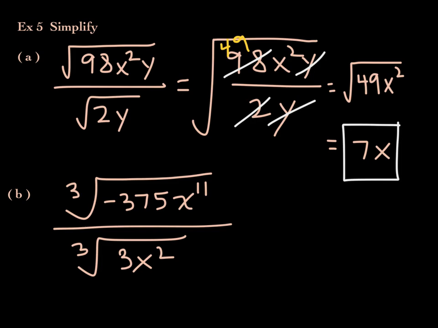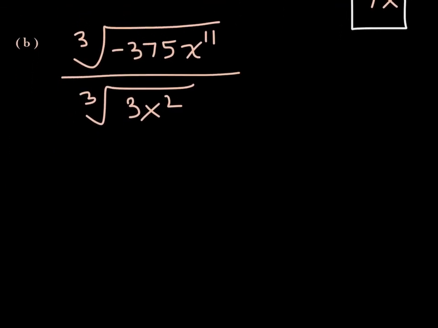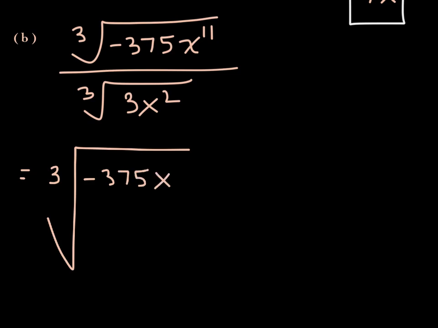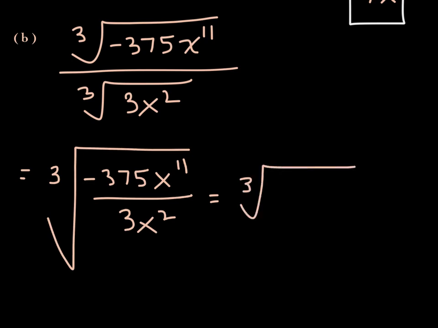One more like this, we have the cube root of negative 375x to the 11th power divided by the cube root of 3x squared. Now the quotient rule for radicals allows me to rewrite this quotient of two cube roots as the cube root of the quotient, right? Like that. Now the reason why this is really nice is because 3 goes into negative 375 exactly negative 125 times. So that works out really nicely. And then I can use the quotient rule for exponents to say that x to the 11th divided by x squared is just x to the power of 11 minus 2. That is to say x to the 9th power.